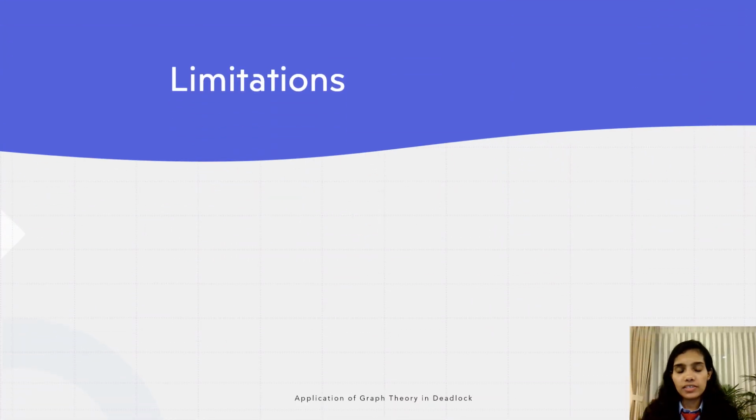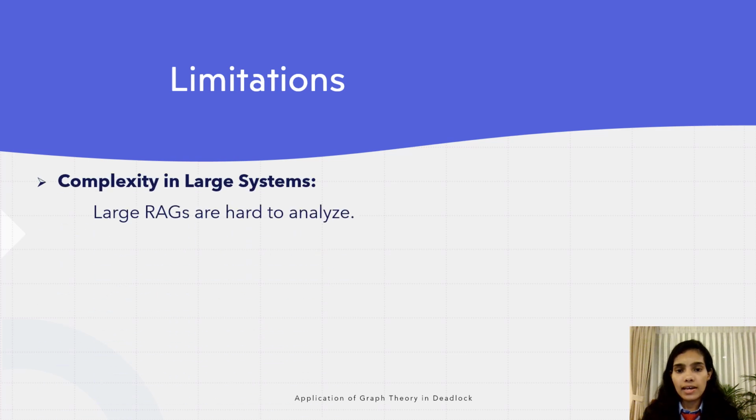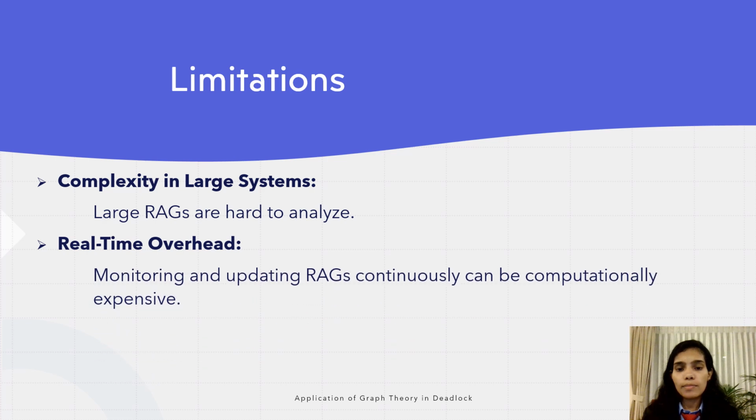Despite its advantages, graph theory has some limitations. Complexity in large systems: as the number of processes and resources increases, resource allocation graphs become complex and harder to analyze. Real-time overhead: continuously monitoring and updating the graph can be computationally expensive, especially in dynamic systems.